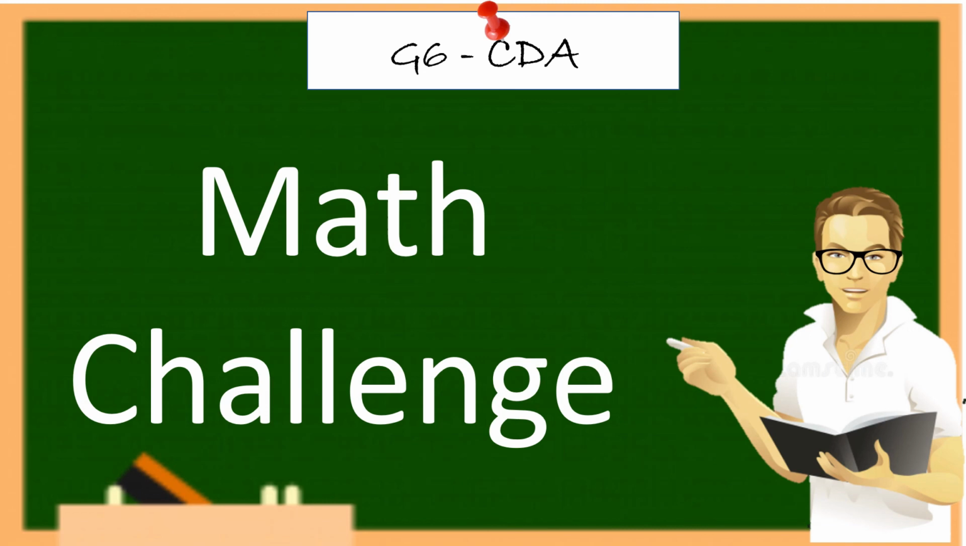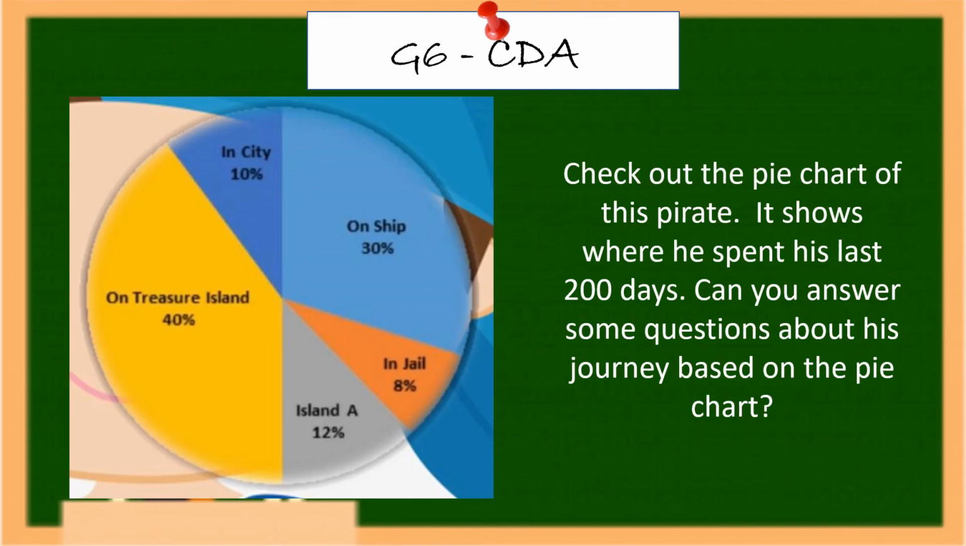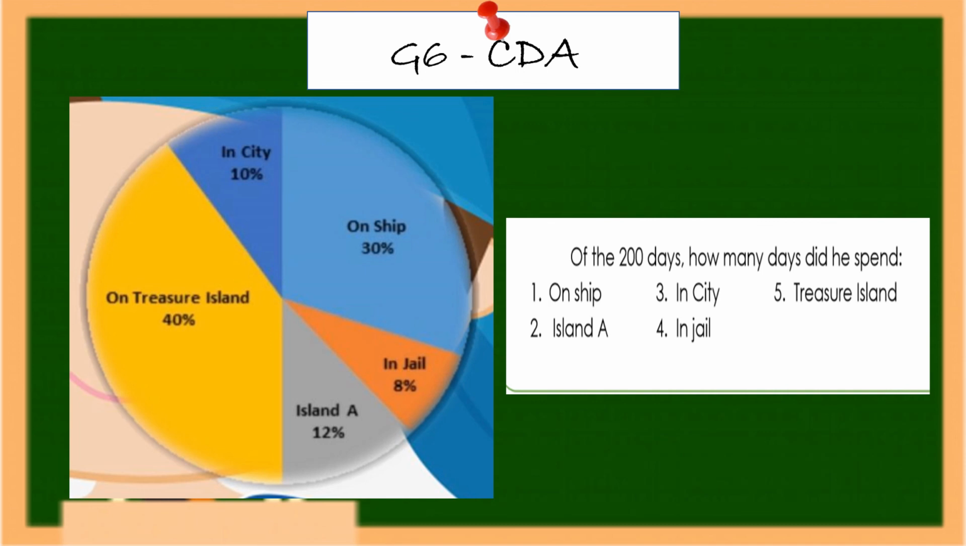Now, in math challenge, your favorite. So for our math challenge for this week, check out the pie chart of this pirate. It shows where he spent his last 200 days. Can you answer some questions about his journey based on the pie chart? On the pie chart, we have in city 10%, on ship 30%, in jail 8%, island A 12%, on treasure island 40%. Of the 200 days, how many days did he spend? 1 on ship, 2 island A, 3 in city, 4 in jail, 5 treasure island.